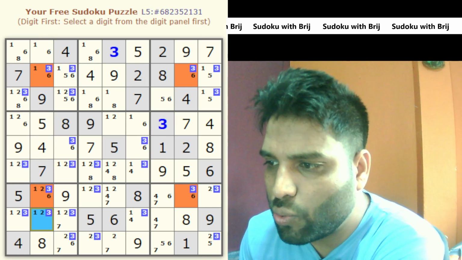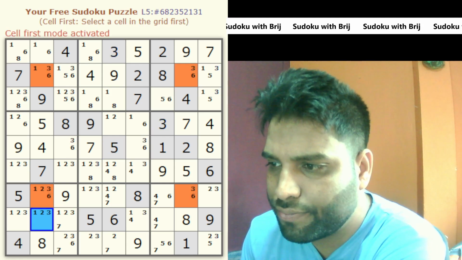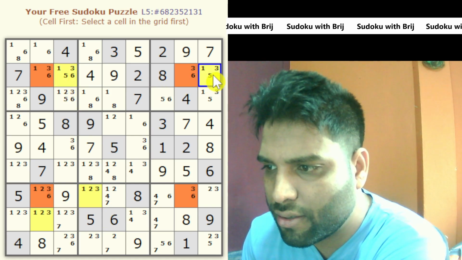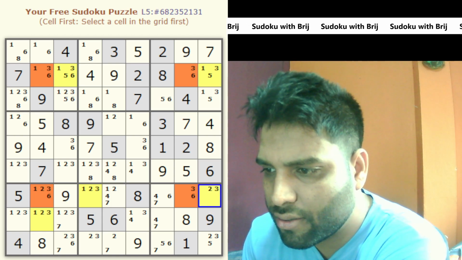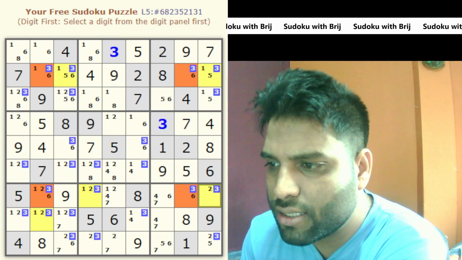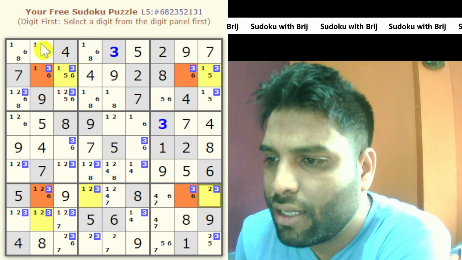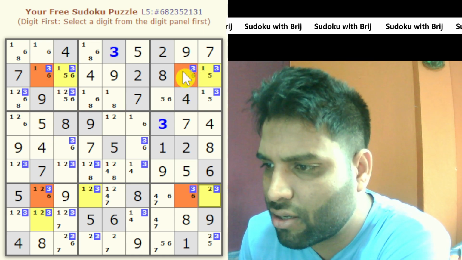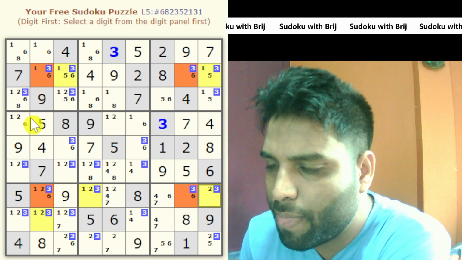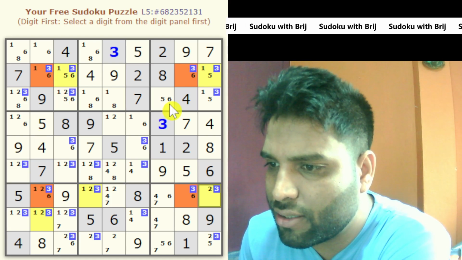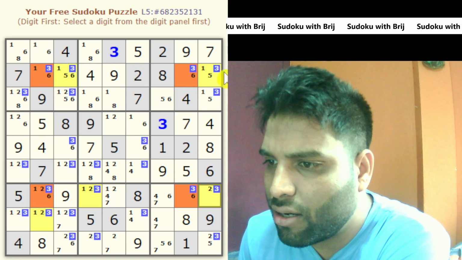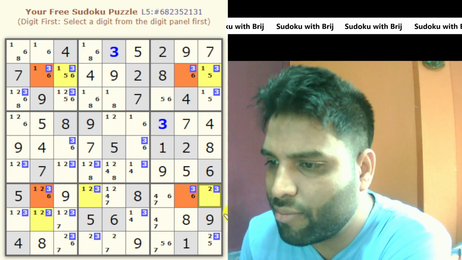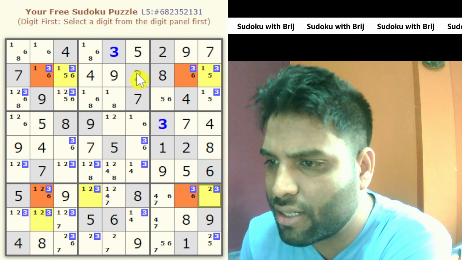So we can remove 3 from here, here, here, and here. So this is how X-wing works. If there are 2 cells in a column and another 2 cells in another column, and both of them make a rectangle, and they can have only 3 in these cells, then the other sides of this rectangle can eliminate 3. For example, this 3 and this 3 can be eliminated, and this 3 and this 3.